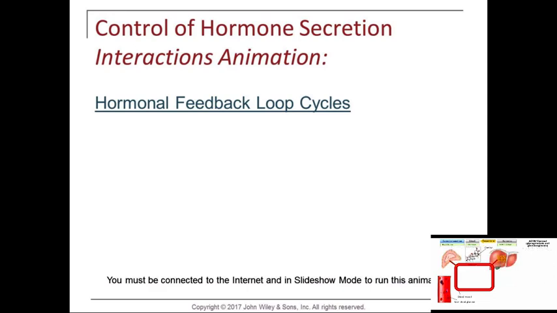Cortisol targets liver cells and causes them to undergo glycogenolysis, a process that breaks down glycogen into glucose. It also promotes the formation of glucose from non-carbohydrate sources, a process called gluconeogenesis. The glucose is released into the blood, and blood glucose concentration is restored to normal levels.